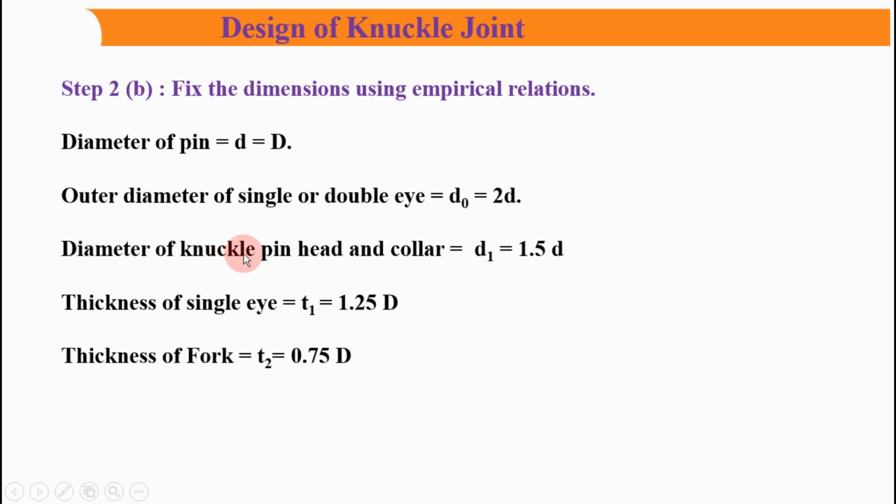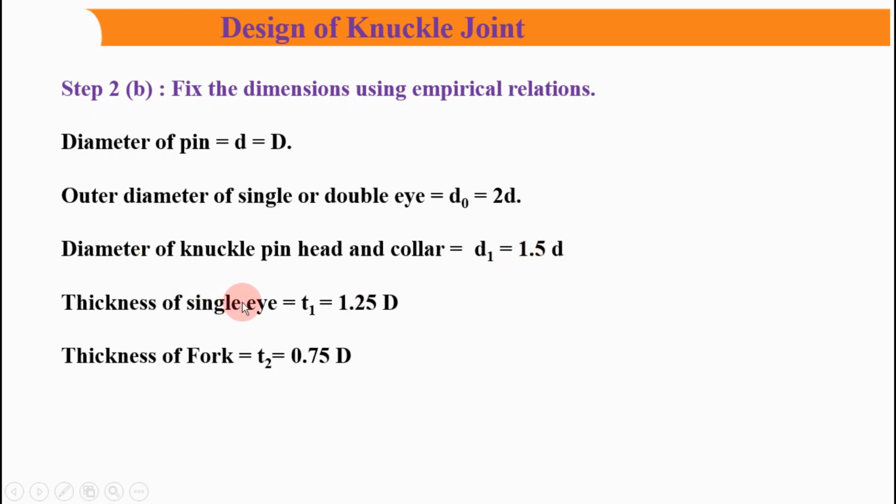Then diameter of knuckle pin head. See guys, diameter of knuckle pin head and collar, that is D1. Don't get confused here. Small d is the diameter of knuckle pin, and small d1 is the diameter of knuckle pin head and collar. So this is quite confusing. So D1 stands for diameter of knuckle pin head and collar. And what is the formula for calculating D1? We can calculate the value for D1 by writing this equation: 1.5 times D.